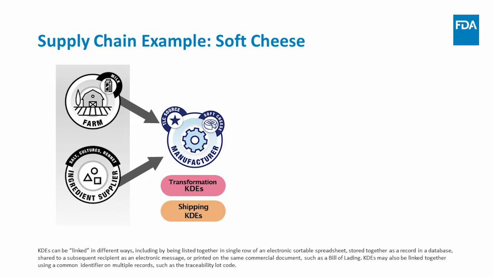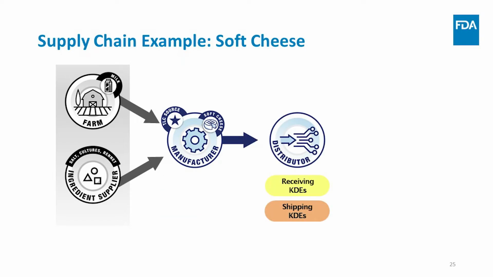Next, the cheese manufacturer is going to send the soft cheese to a distribution center for distribution to retail. So, the cheese manufacturer must maintain key data elements related to the shipping of the soft cheese to the next point in the supply chain, the distribution center. The cheese manufacturer must also send many of these KDEs to the distribution center. The distribution center, or DC, receives the soft cheese from the cheese manufacturer, and the DC must keep receiving KDEs of the soft cheese that they receive.